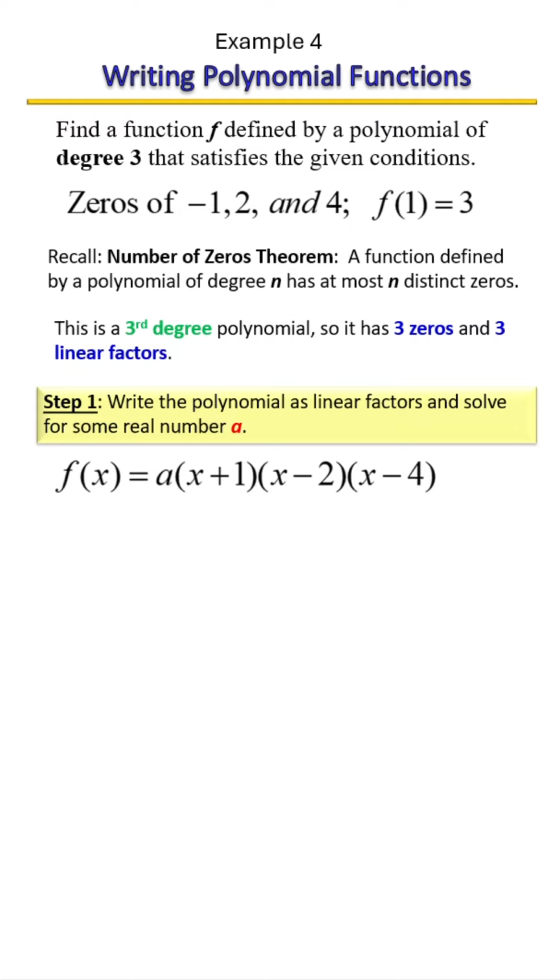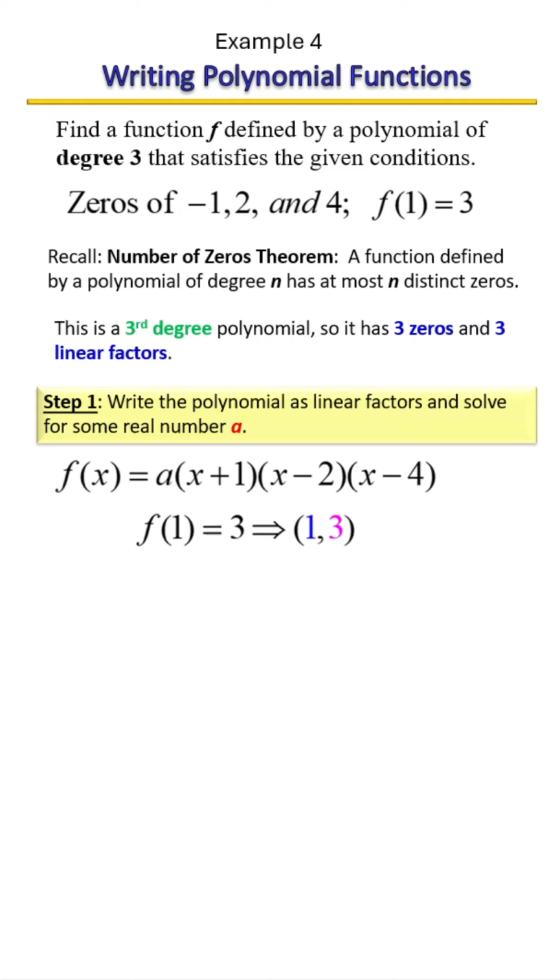To do that, you're going to use the ordered pair that they gave us. They gave us an input of 1. Remember, the input is always your x value, and an output, which is your y value, of 3. So we're going to plug that into our linear factored form of the equation.